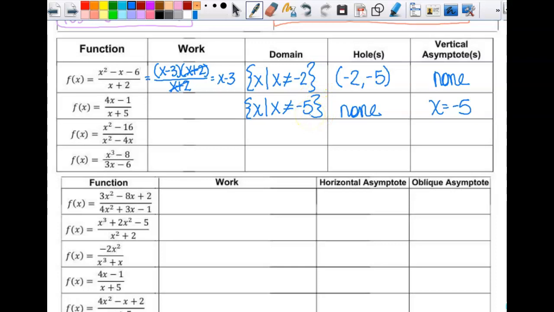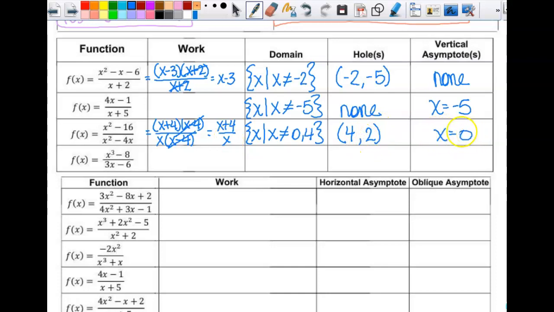Right. This next one I need to factor. This gives me x plus 4 times x minus 4 over x times x minus 4. So my domain, set of all x's such that x cannot equal, well, I'm going to have a hole here with an x value of 4, and then I have this 0 for a vertical asymptote, so it can't equal 0 or 4. Like I said, so I'm left with x plus 4 over x. So when I substitute this 4 in here, that gives me 8 over 4, which is 2. And my vertical asymptote is at x equals 0.